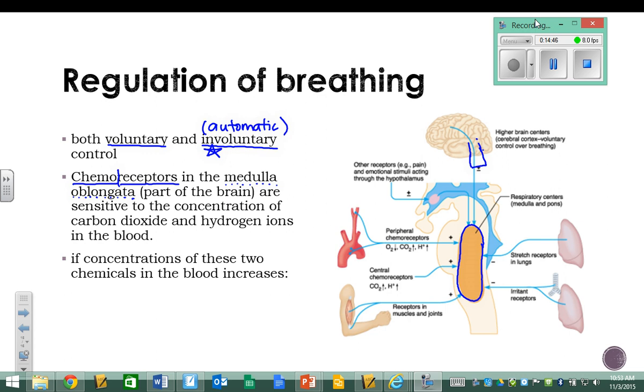This part of your brain, which we call the brainstem, is where a lot of automatic things are controlled. So things like the fact that your eyes blink and that your heart beats and that you breathe are all controlled in this section. So there are receptors there that are receiving signals about carbon dioxide and hydrogen ions.